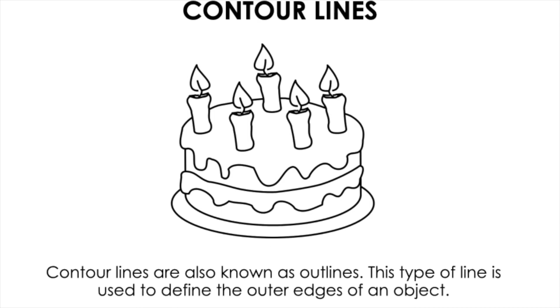Next, we have contour lines. Contour lines are just outlines. You've probably drawn many of these before and just not known they were called contour lines. They are just used to define the outer edges of an object.